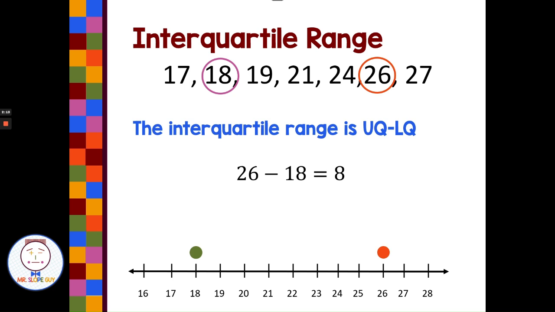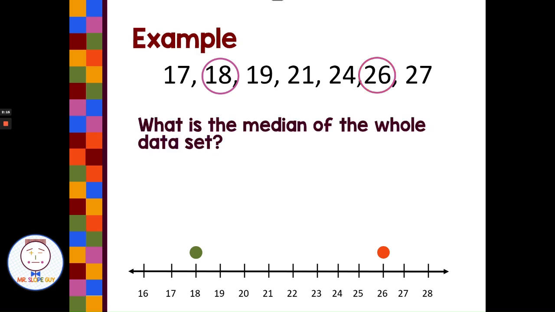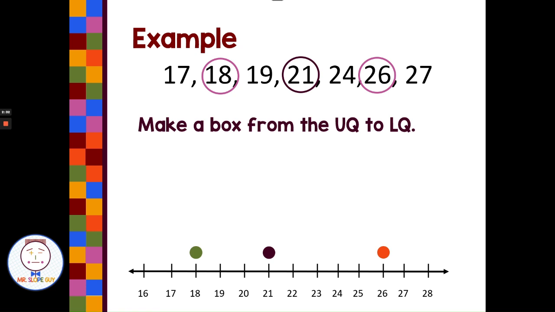Back to our construction, the next point we're looking for is the median of the whole set of data. Our median of our whole set was 21. So I'm going to put a point above 21. And these are the 3 points that we box in. This is the box of the box and whisker, or box plot. We're going to draw our box from the UQ to the LQ and box in that data.